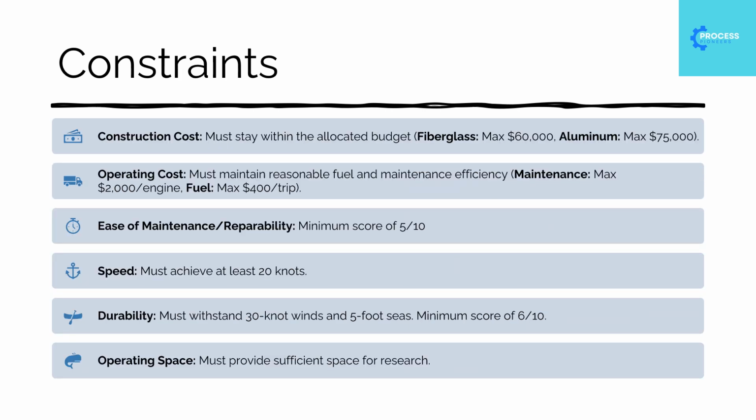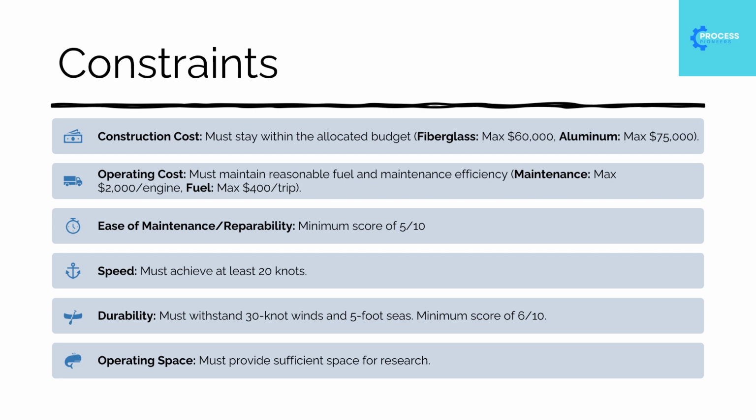Our final step in our methodology is looking at the constraints. Here for each factor, we're going to be assigning a 0 if it fails to meet the constraint and a 1 if it passes. The constraint for the construction costs is if it is under $60,000 for the fiberglass or $75,000 for the aluminum. The operating cost is going to be a 1 if the fuel per trip is less than $400 and maintenance is less than $2,000 a year. The maintenance and repairability is going to be looking at how easy and affordable it is to maintain, such as fiberglass, which is easier than aluminum, which can corrode, making it more difficult and expensive than fiberglass. So here we scored it a 5 out of 10.